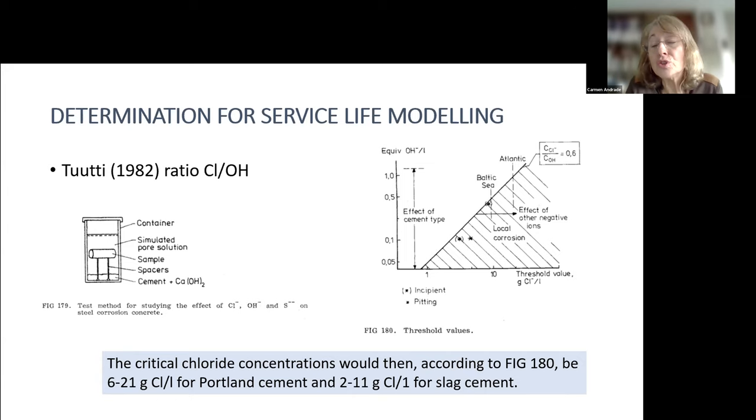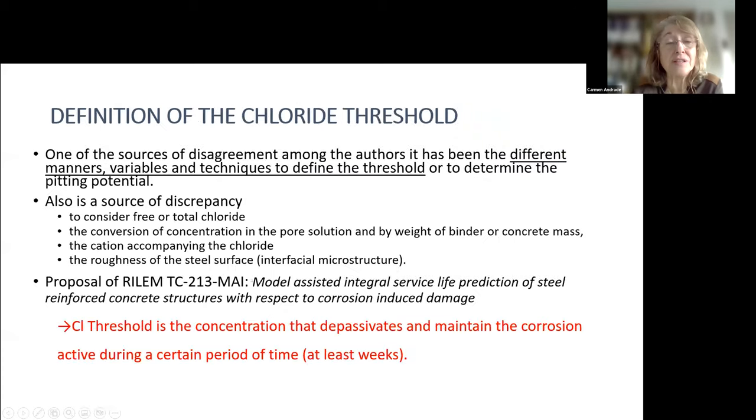Well, it's only to say that Tuuti was working on this and has a lot of data in his thesis, but he was expressing it as chloride-hydroxide ratio, and he expressed how to obtain the hydroxide content in a hardened concrete. And he ended with this, that the critical chloride concentrations will be, according to this figure, 6 to 21 grams per liter of chloride for Portland cement and lower for the slag cement. These were the two cements he studied in his thesis.